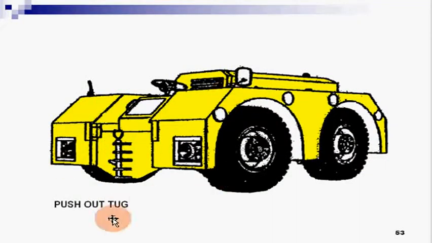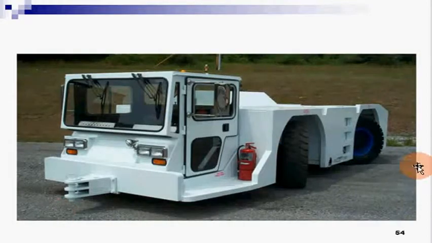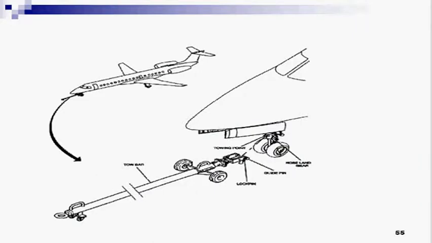Push out tugs. This is another push out tug, which is mainly used for small aircraft and sometimes for large aircraft as well. This is another example of a towing tug, and how to attach the tow bar to the nose landing gear.